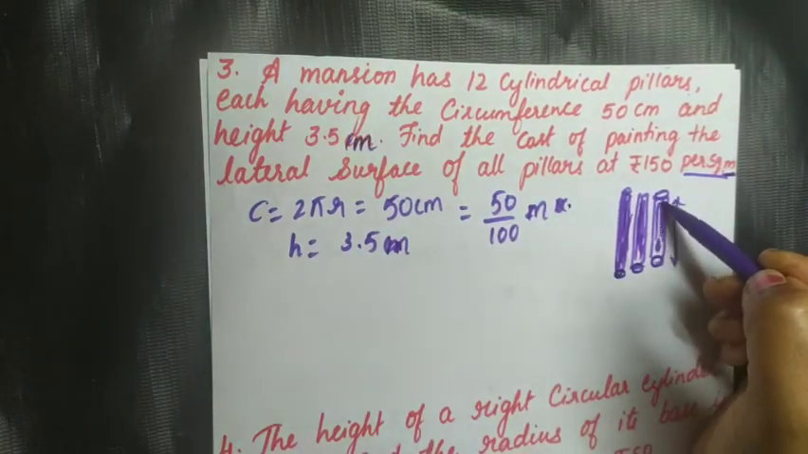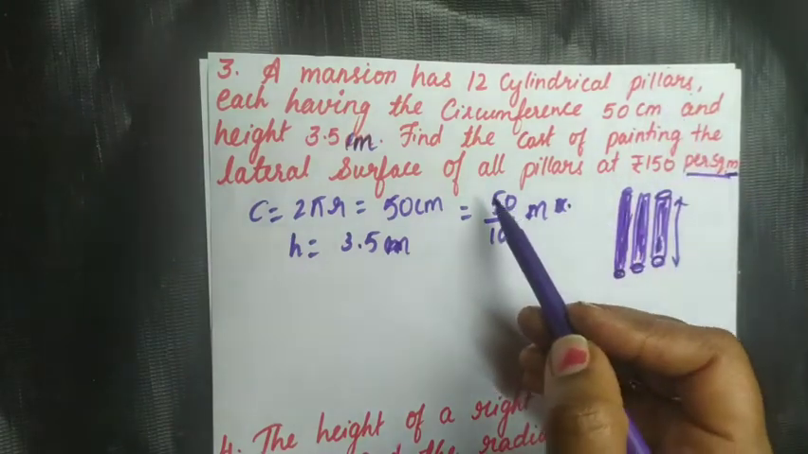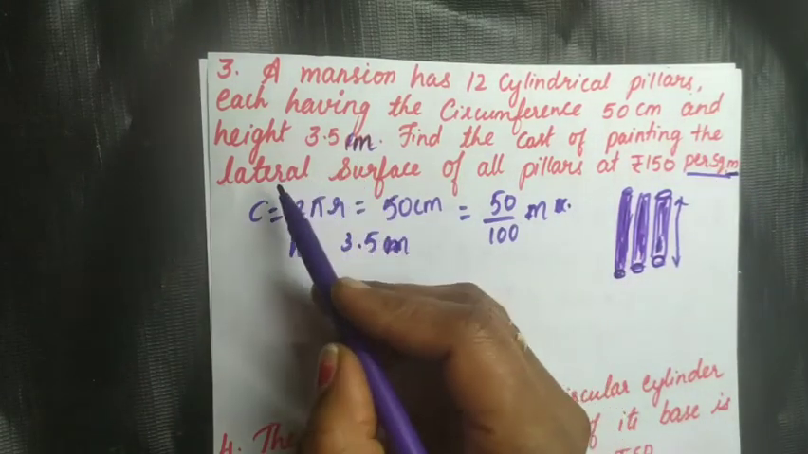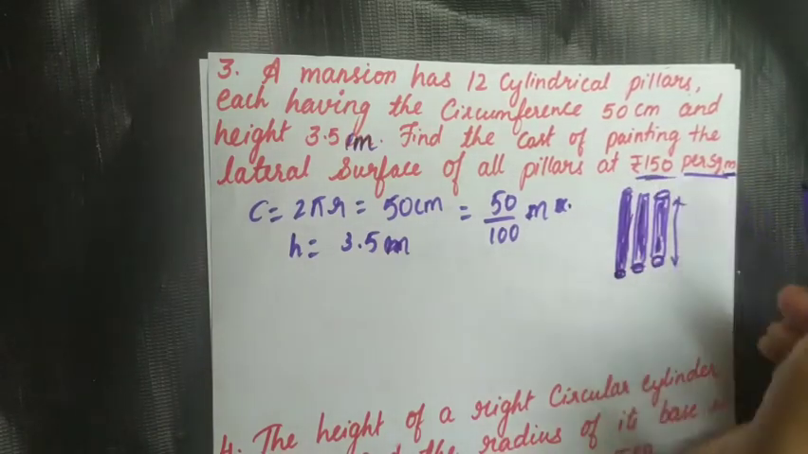What will be the cost of painting all the 12 cylindrical pillars? Okay, we are going to color only the lateral surface. And what will be the cost? If it is for 1 square meter, it is rupees 150.